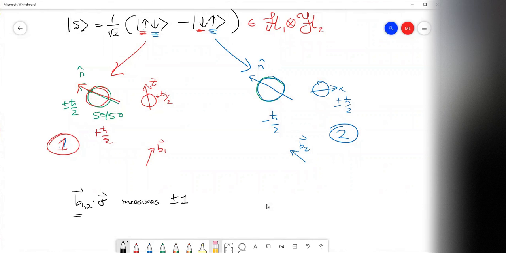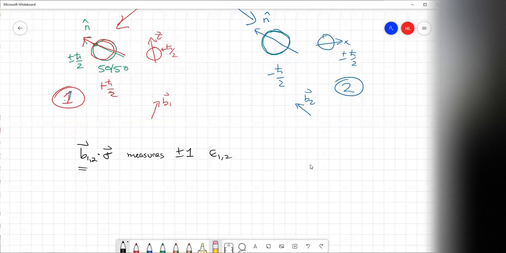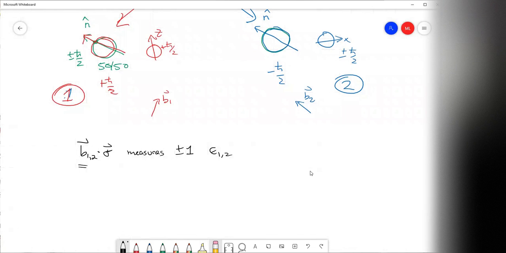So the value of that measurement when you take it is going to be plus or minus 1. So let me call the results of these measurements epsilon 1, 2. It's what the person measures, either up or down, along that direction. And so if we repeat the measurement over and over again, then what would we get?